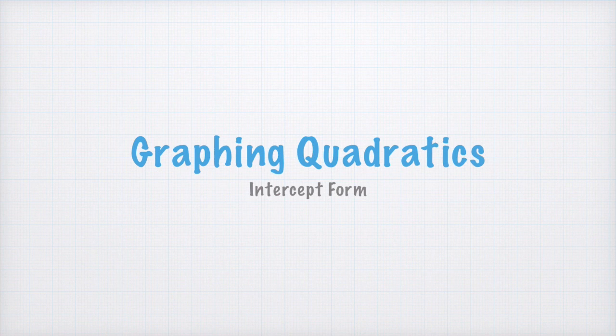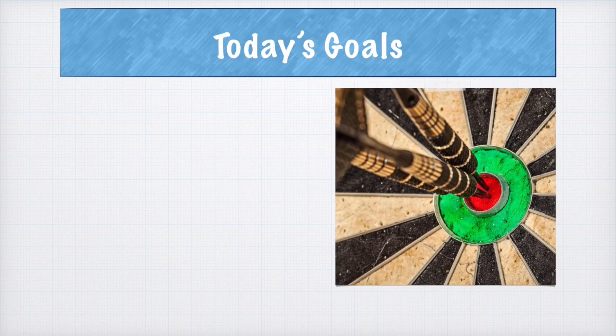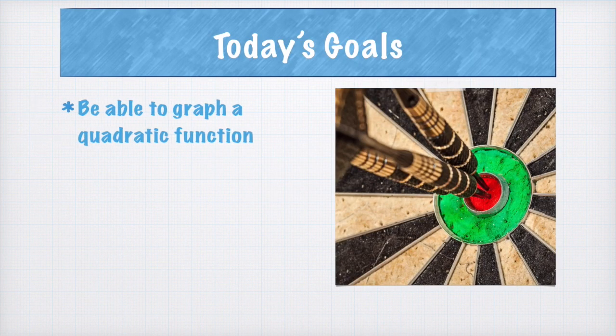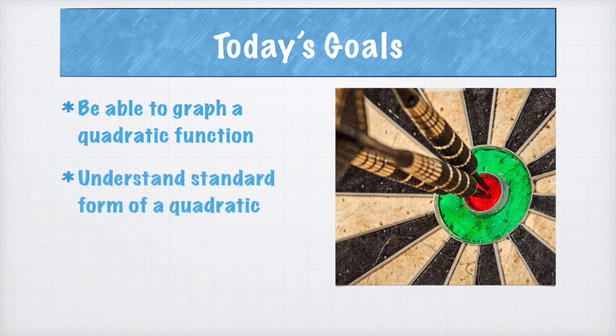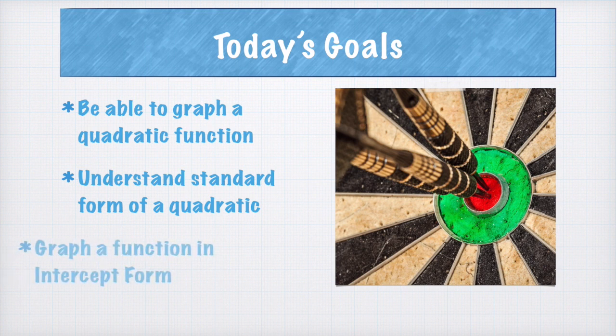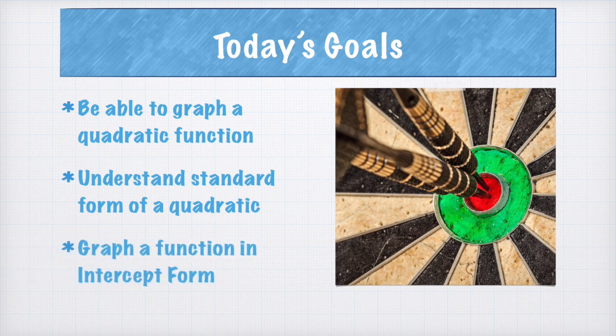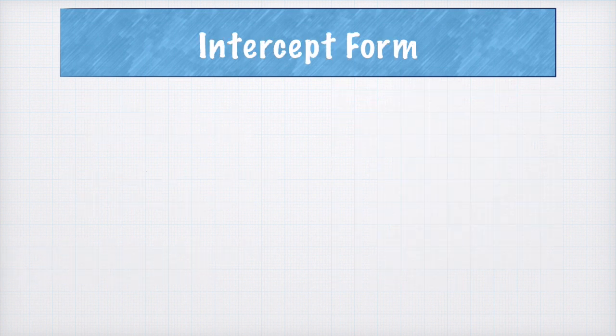Okay, so today we're going to go over graphing quadratics, and we're going to talk about it in a new form, and this form is called intercept form. Our goals for today are to be able to graph a quadratic function, understand the standard form of a quadratic and how it relates to this new form, and to be able to graph a function in intercept form.